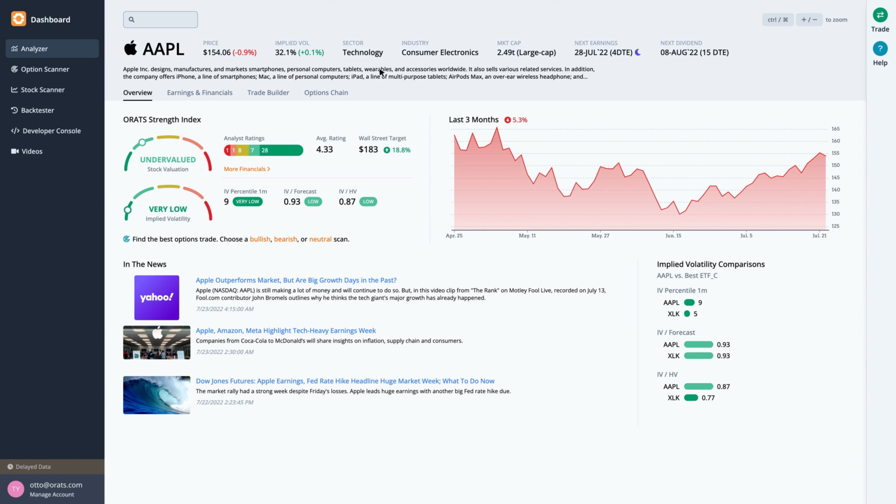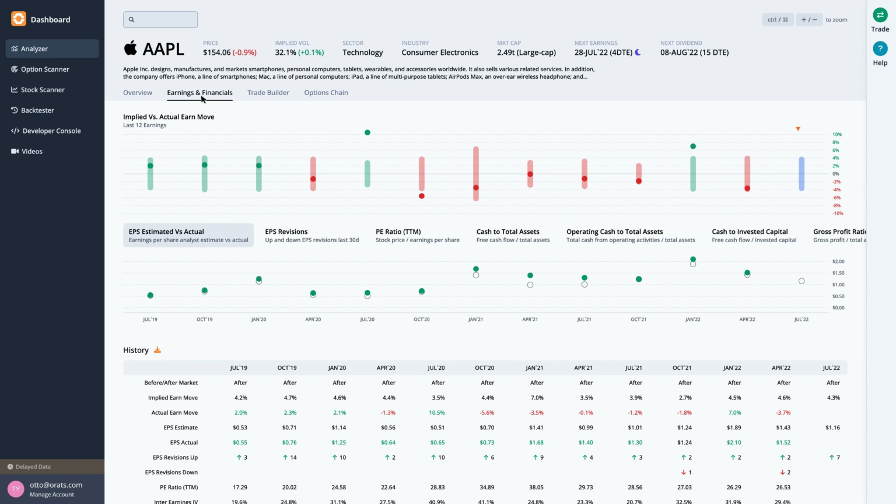The Earnings and Financials tab takes us to more detail, showing the options market expecting a move of 4.3% in either direction. This move was breached in 3 out of the last 12 earnings. During that time, the post-earnings move was outside of the implied range 3 times. In those cases, long straddles were profitable. The rest of the earnings moves likely yielded profitable short straddles.